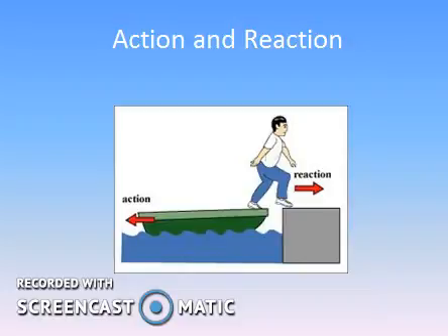For example, in the picture, the first action of the boat being moved away as he's stepping out will equal the force on the second object, which is the person, which will make him fall forward.